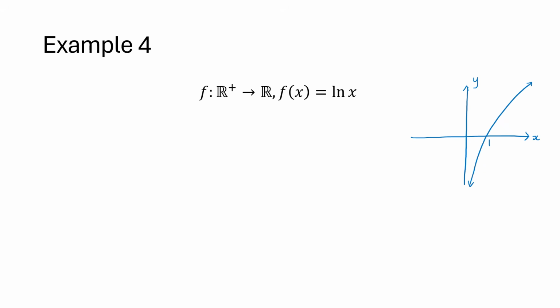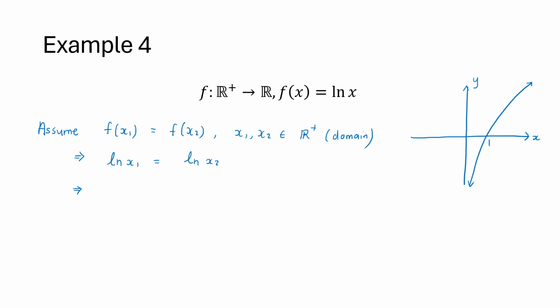How do we prove this using our definition? So what we are going to do is we are going to assume that f at some x1 in the domain is indeed equal to f at x2. So here x1 and x2 are elements of the domain R+. Okay, if this is the case, then we can plug this in. It would mean ln of x1 is equal to ln of x2.